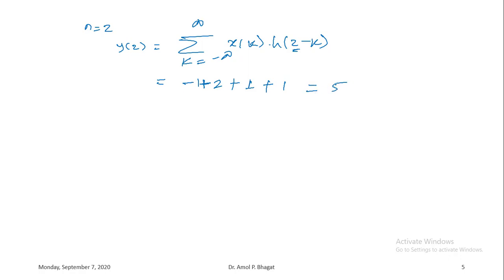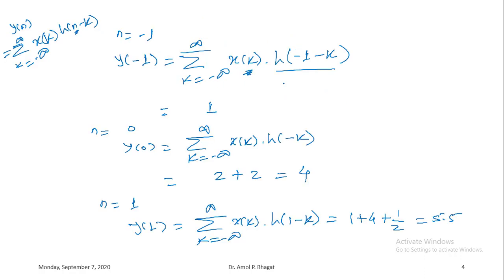So that is in case of your y of 2, right? Sorry, here it is minus 1. So minus 1 plus 2 plus 1 plus 1. So that will be 3 basically. We are not adding all these values, so it will be 3. So minus 1 plus 2 is 1, 1 plus 1 plus 1, that will be 3. So that will be y of 2.